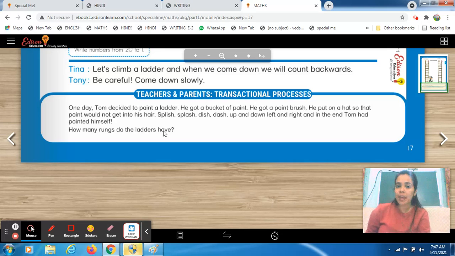Okay? तो आपने क्या करना है? सबसे पहले we have to climb the ladder and then we have to come down by counting backward. हम क्या करेंगे? Count backward करकर we will write it in our notebook. Okay, so here we have to do backward counting. Okay, and after that we will give the answer of this question, that how many rungs does the ladder have.